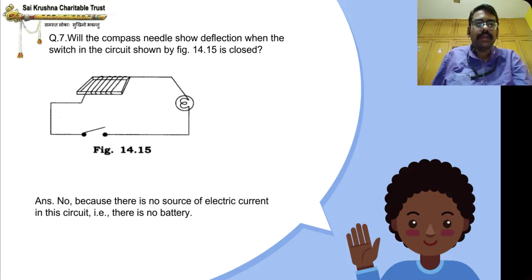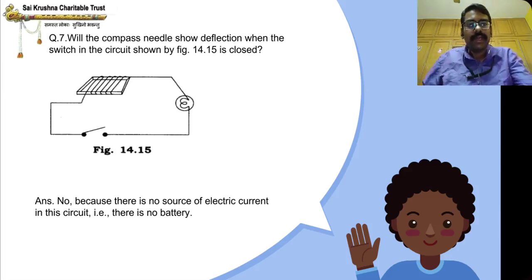The compass needle will not show deflection when the switch in the circuit in figure 14.15 is closed, because there is no source of electric current in the circuit. That is, there is no battery.